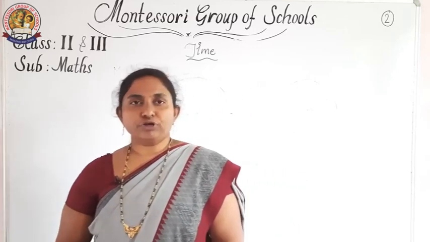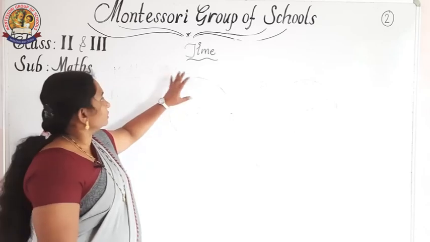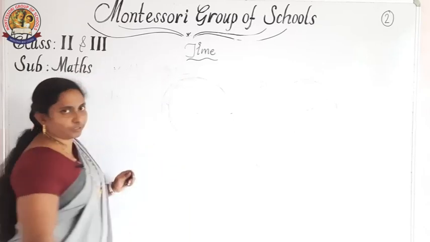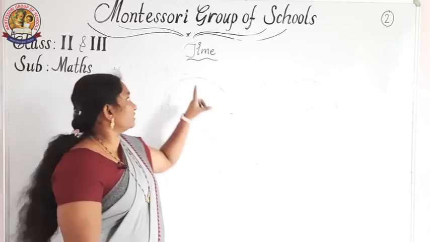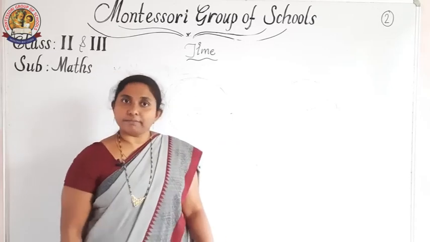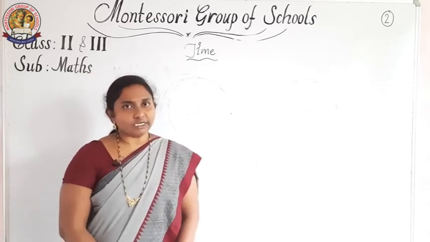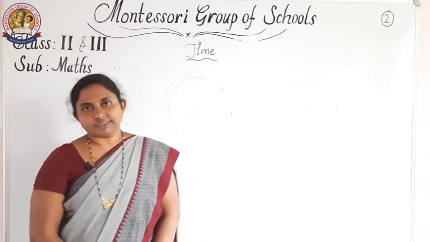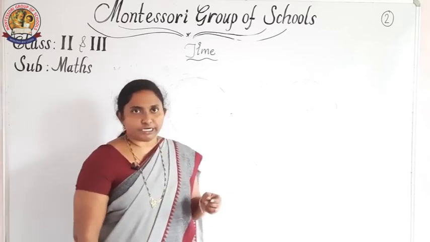Before this class, I already explained time. Now I will revise the time chapter. In the time chapter, we first learned days and months. One week is equal to how many days? 7 days. One year is equal to how many months? 12 months. The first topic is already over.